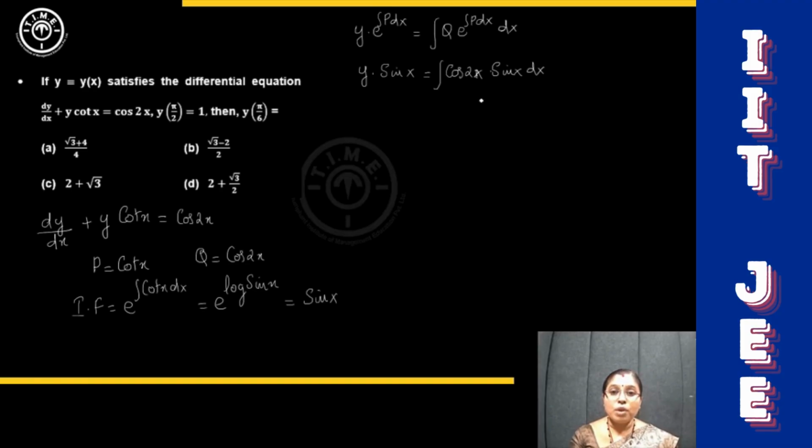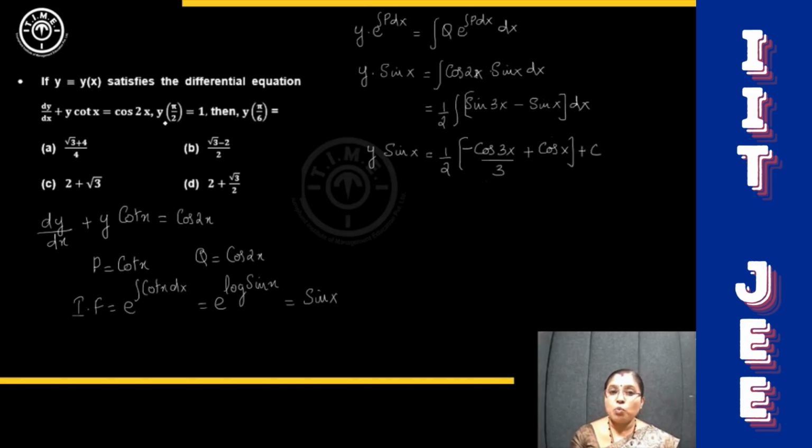Now we already know the formula for cos a sin b, which is equal to 1 by 2 into sin a plus b minus sin a minus b. So let me write sin 3x minus sin x. Let's integrate this. Now integrating, we get y sin x equals half into integral of sin 3x, which is minus cos 3x by 3, and integral of minus sin x is plus cos x, plus c.